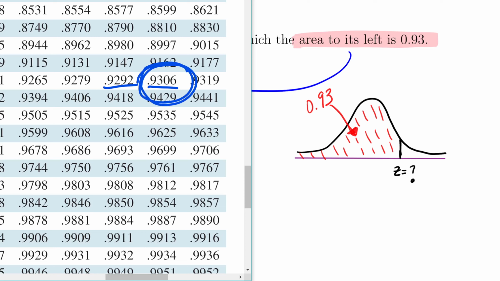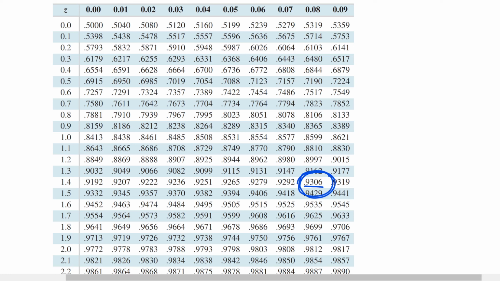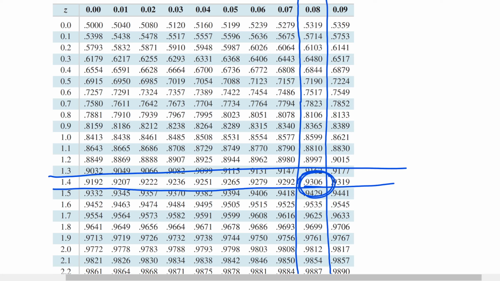So you're going to choose the closest estimate, whether that's above or below. This is closer to 0.93 exactly. And now we're going to zoom out and figure out exactly what z-score this corresponds to. To find which z-score this corresponds to, I again make my row and column that intersect to create this score. We can see the 1.4 row intersects with the 0.008 column, so that's a z-score of 1.48. And that's the closest that we can get to 0.93.